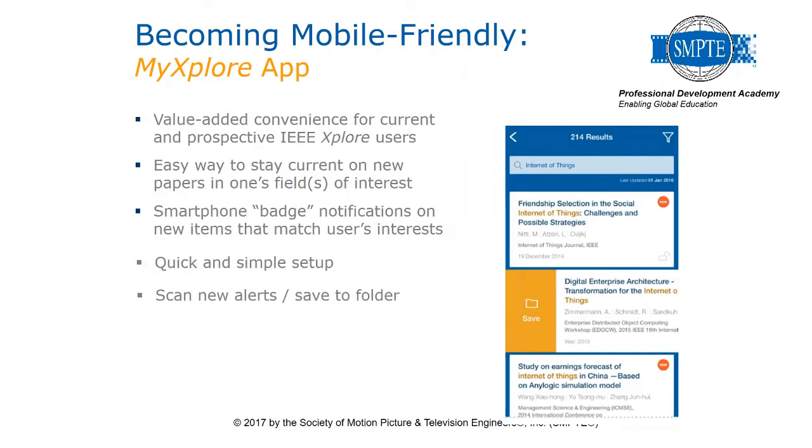You can scan all the new alerts, and for any documents that you're interested in, you can actually save them to a folder, and that folder will then replicate on the desktop version of Xplore, so you can easily go in and access them. And the username and password for the My Xplore mobile app is the same personal account that you set up on IEEE and linked your SMPTE account to. So you can log in with that same account, and it syncs up on the Xplore desktop version as well as the My Xplore app.